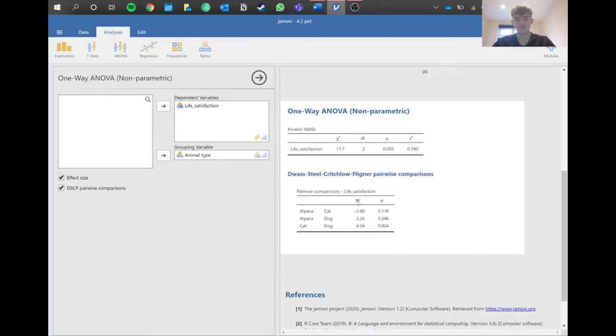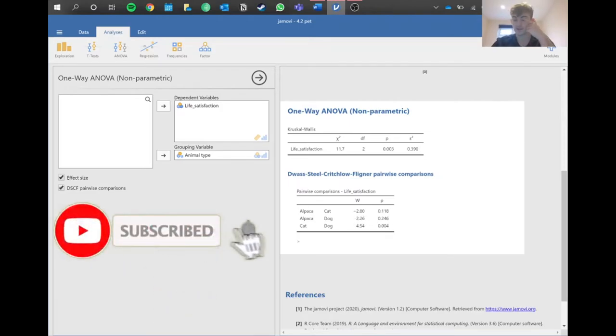So as you can see, we've got this W, and that's basically instead of that T statistic that we had with the one-way ANOVA, the parametric equivalent. So instead we've got this W, and then again we've got this p-value to see if the difference between is significant. So as we see, alpaca and cat, the difference in life satisfaction between owning those two animals is non-significant because its value is above 0.05. That's the same with alpaca and dog.